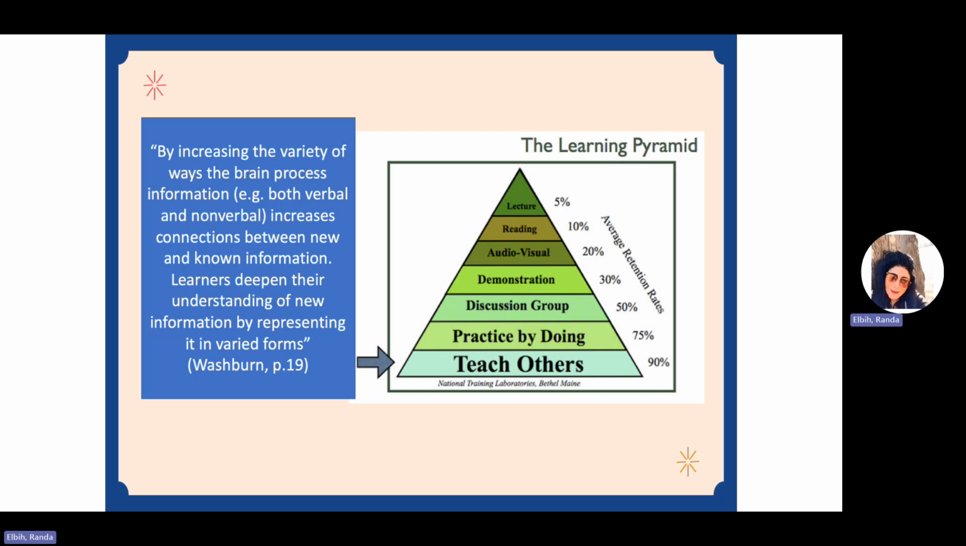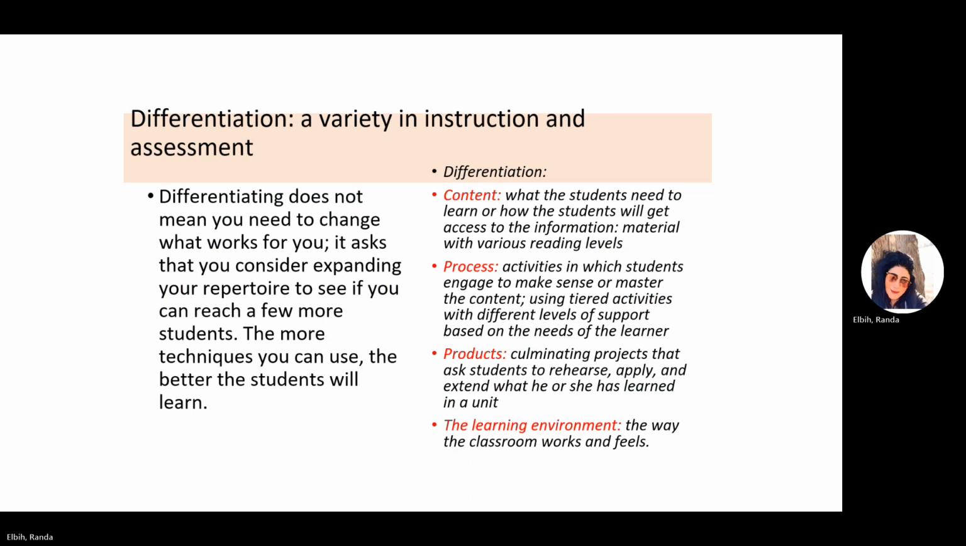So the learning pyramid, as we see in a picture here, shows that students learn least through lectures and then reading and then audiovisual, which is like videos, but they learn more through demonstration, through discussion groups, through practice by doing, and by teaching others. So the more we increase those activities that are in the light green at the bottom of the pyramid, the more we can have students process information and remember the information and deepen the learning.